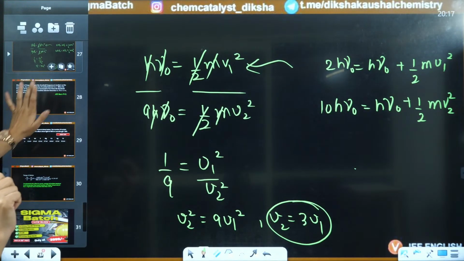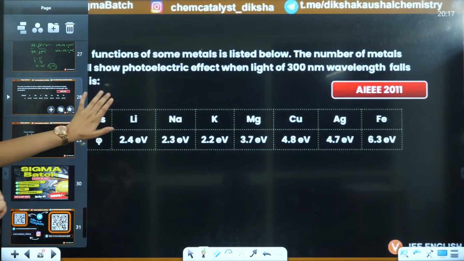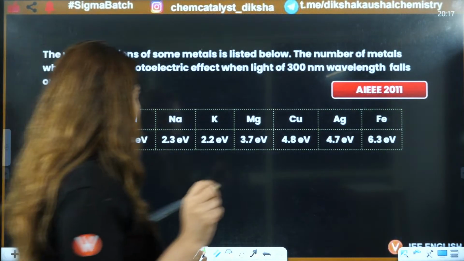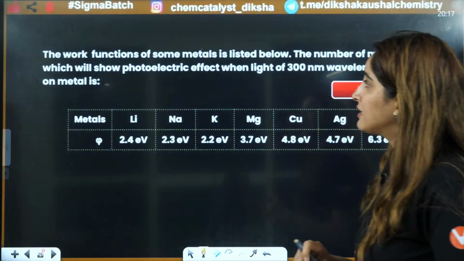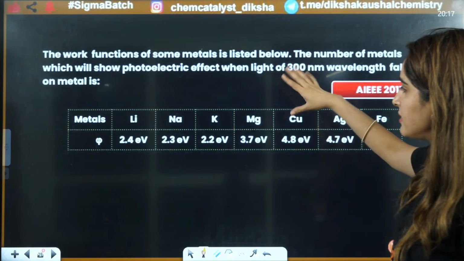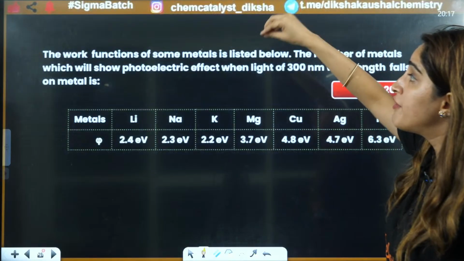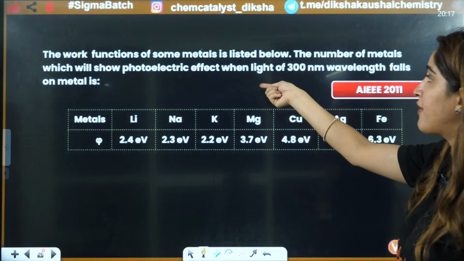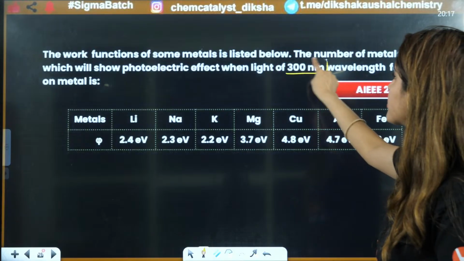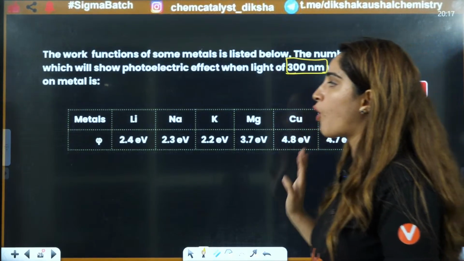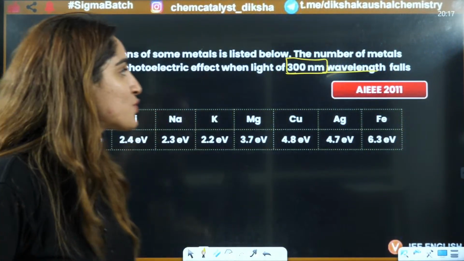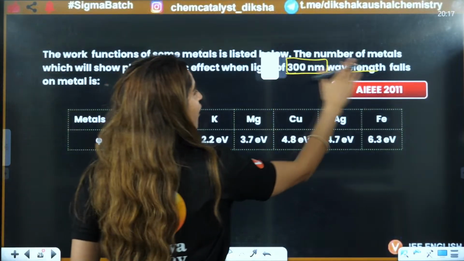If I have not done some silly mistake, then right now, next question is: the work function of some metals is listed below. The number of metals which will show photoelectric effect when light of this many nanometers falls on the metal. So now you have to calculate this.